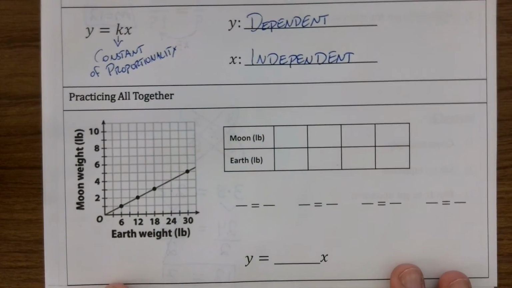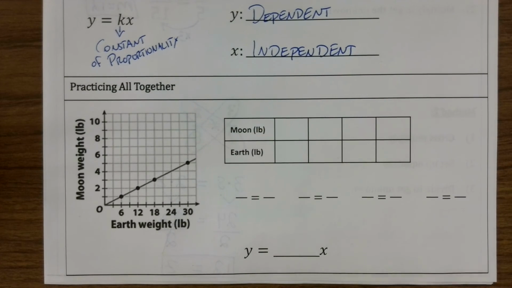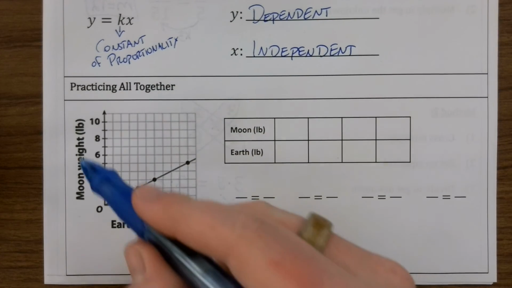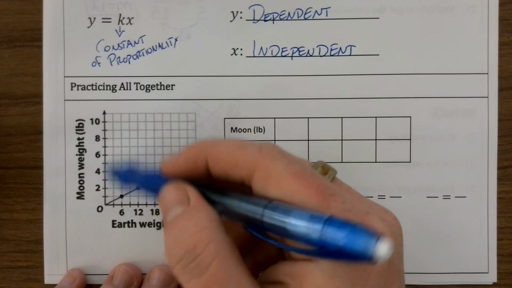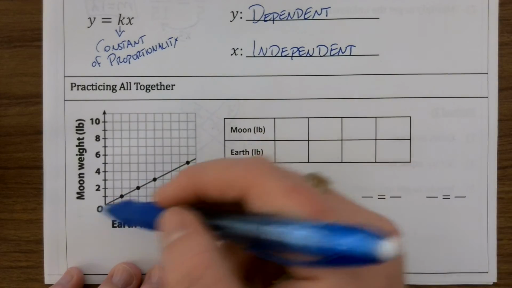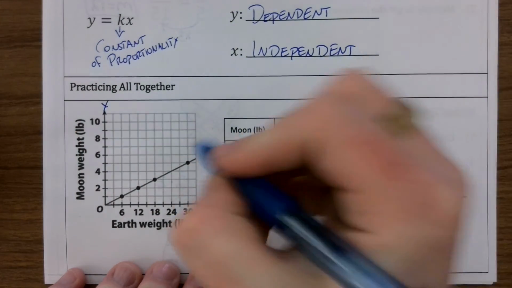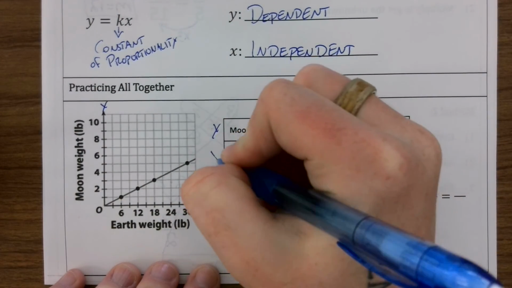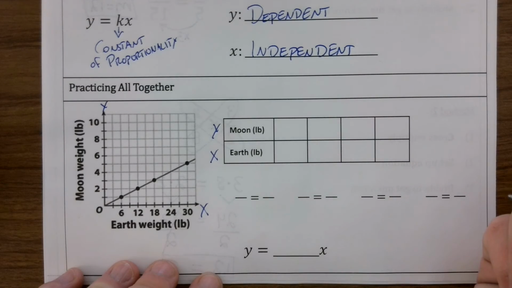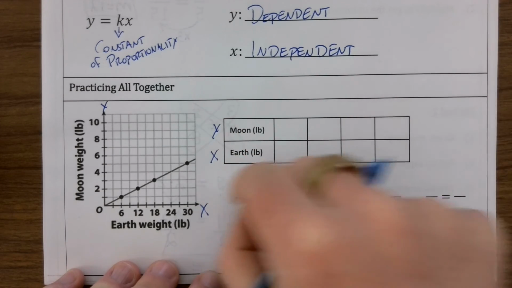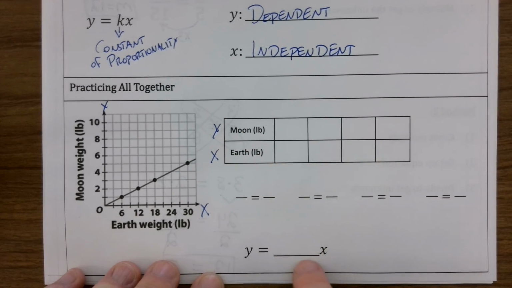All right, last thing, let's look at it all together. Here we have a graph of moon weight in pounds over here, and then we have earth weight in pounds on the bottom. This is our x, and this is our y. So moon is on our y-axis, earth is on our x-axis. So we're going to fill in our table, find our constant proportionality, and then use that to write an equation.